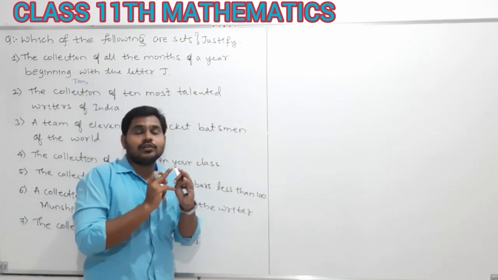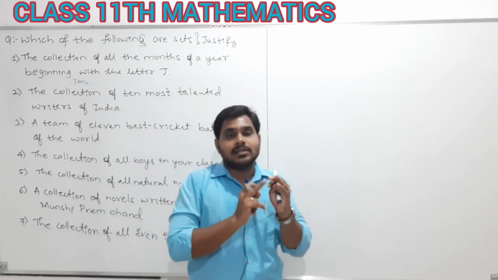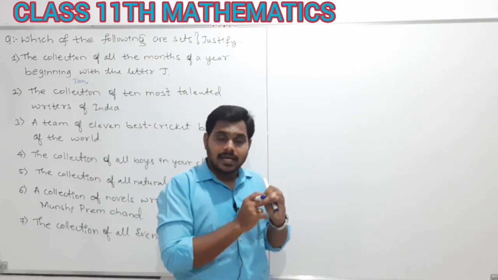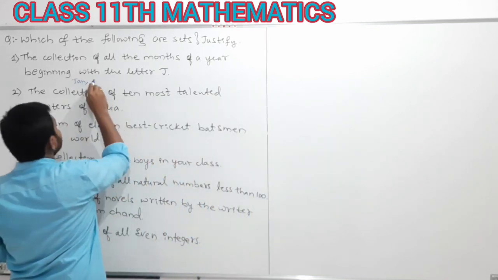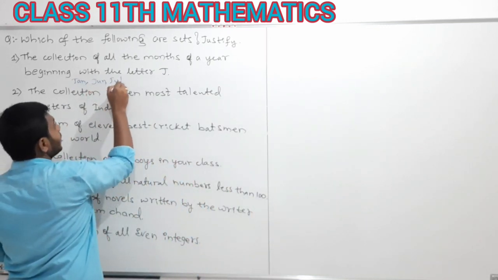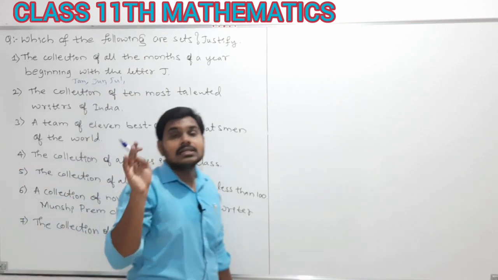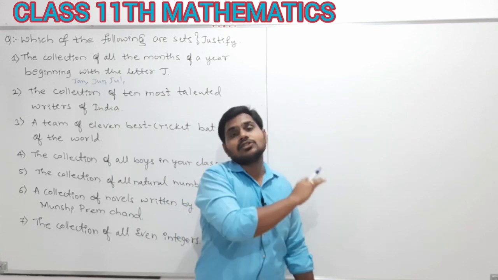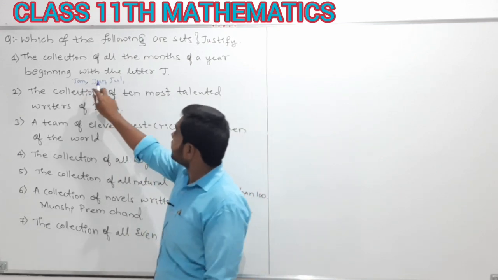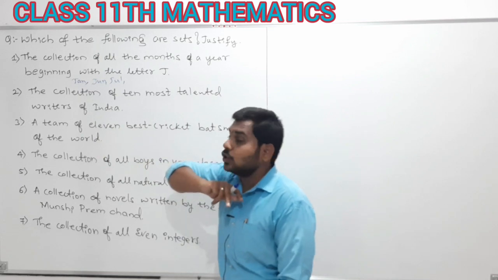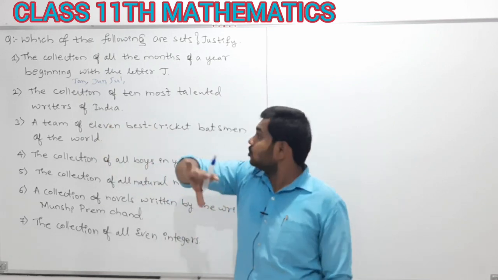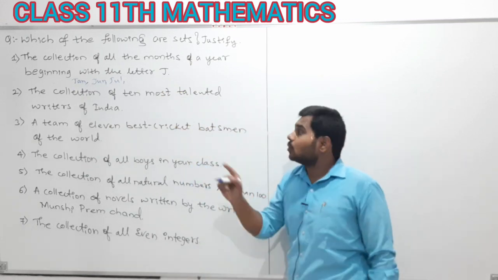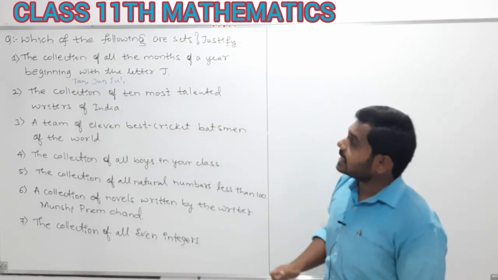January, February not there, March not there. Here it is April, May, June, we should take. June, July, August, September, October, November, December. So my dear students, except January, June, July, no other month begins with the letter J. So therefore only 3, and therefore my dear students, it is a collection.